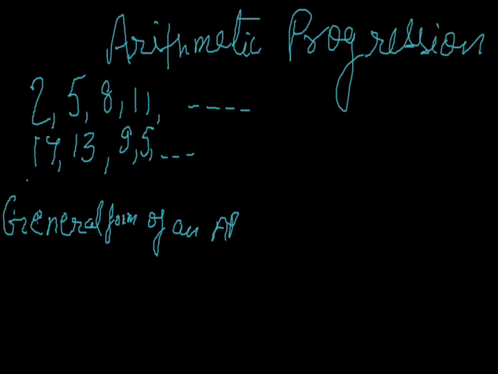Let's consider the first term of the AP, denoted by small a. The next term, let it be denoted by a plus d. Here d is the fixed constant that we are adding to the first term to obtain the second.